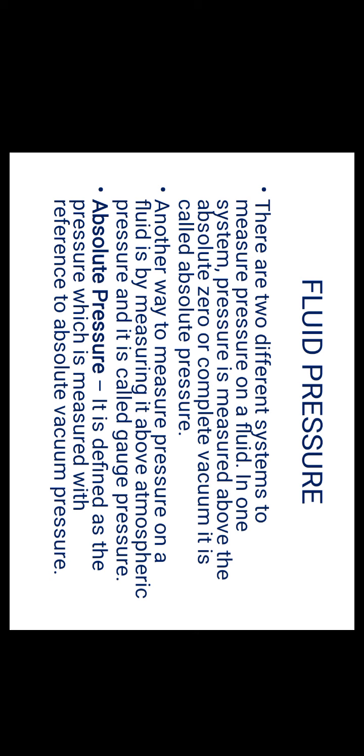Next one is how to measure the pressure on a fluid. There are two different systems to measure. The pressure measured above the absolute zero or complete vacuum is called absolute pressure. Another way to measure pressure on a fluid is by measuring it above atmospheric pressure, and it is called gauge pressure. So we have to study three terms: absolute pressure, gauge pressure and vacuum pressure.